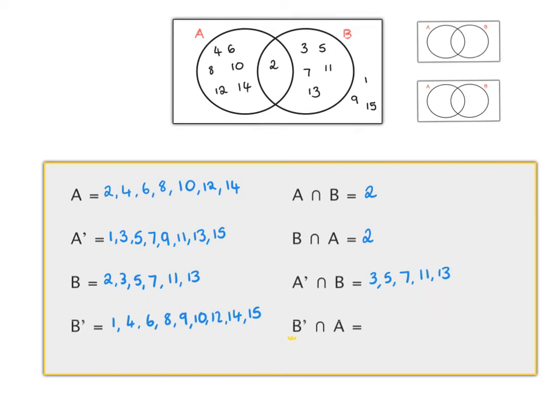Next we're going to do the same for B complement intersection A. So on the first Venn diagram we're going to shade B complement, and on the second we're going to shade A. So B complement means everything that is not in B. And A, we're going to shade in the circle A. Next we're going to look at what is shaded in both diagrams, and it is just the circle A that doesn't include the centre, so our numbers are 4, 6, 8, 10, 12 and 14.